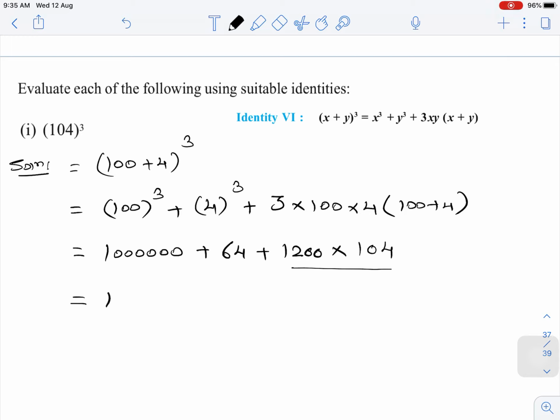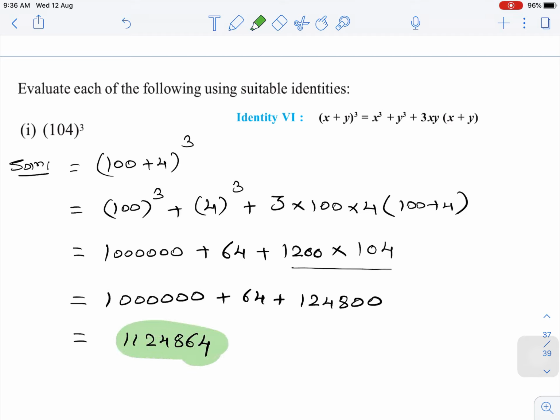Okay, so next step you will get this one, then 6 zeros plus 64 plus, now 104 into 1200, you will get it as 12480. Now in next step what we have to do, everywhere numbers are there, so we have to add them directly. Okay, so our final answer will be 1124864. Okay, so this is our final answer.